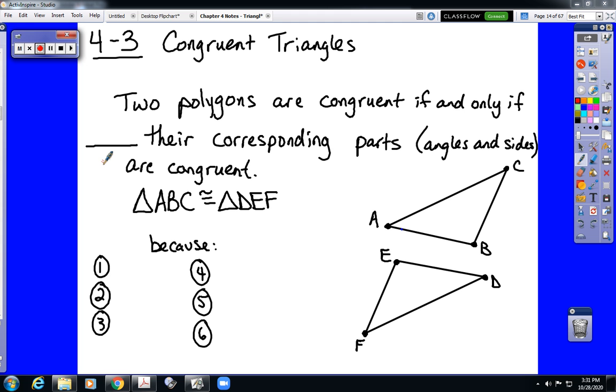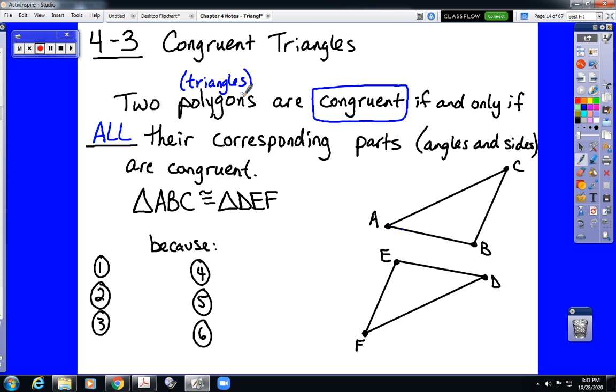What this says, well, it's not really a theorem, it's really more of a definition. We can apply the word congruent to polygons because two polygons are congruent if and only if all of their corresponding parts, which would be all of their angles and all of their sides, are congruent. In this case, we're specifically going to talk about triangles because that's the chapter we're in. In other chapters, we'll talk about quadrilaterals and other polygons beyond that, but in this chapter, we're focused on triangles.